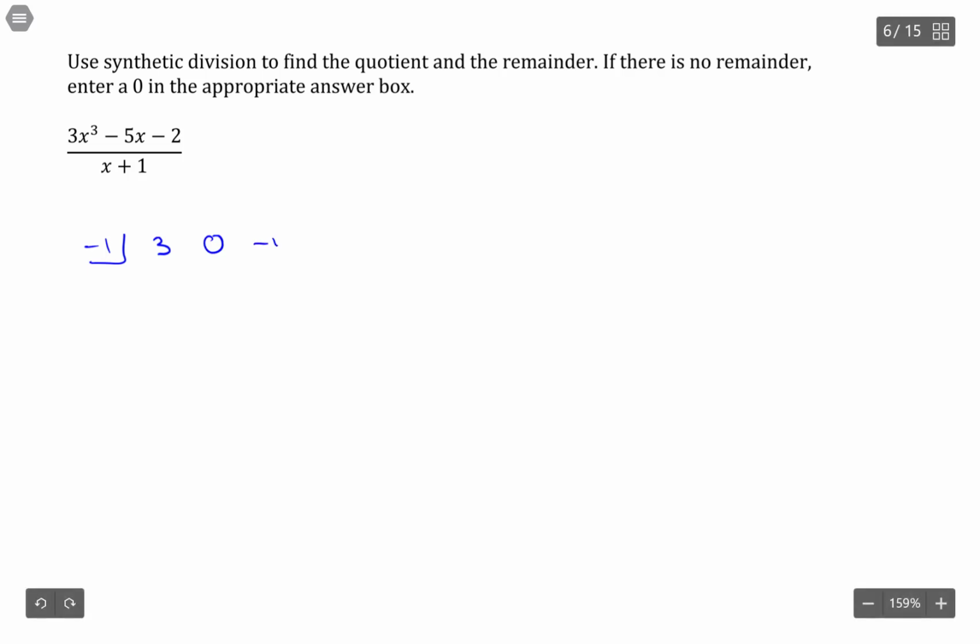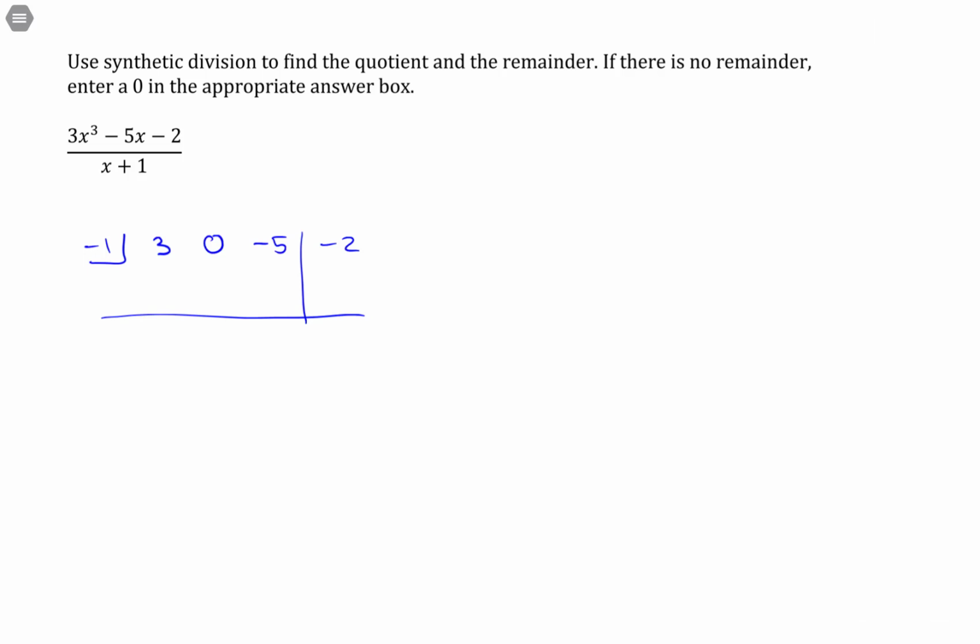Then we have -5 times x and -2. Then what I do is draw a couple of bars just to separate the last term and start the process of synthetic division.